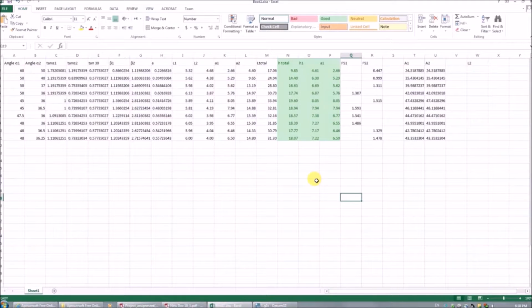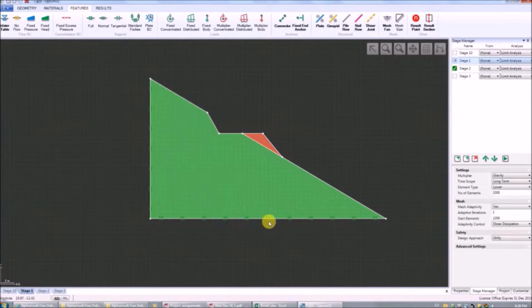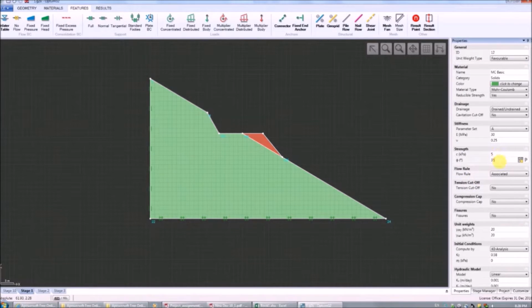As long as we input the angles of the two slopes, the widths of the two slopes can be calculated directly. And these two rows are used to check if my spreadsheet is correct. Build the model and set the boundary conditions, and the parameters of material 1 are 35, 5, and 20. And for material 2, they are 32, 3, and 22.